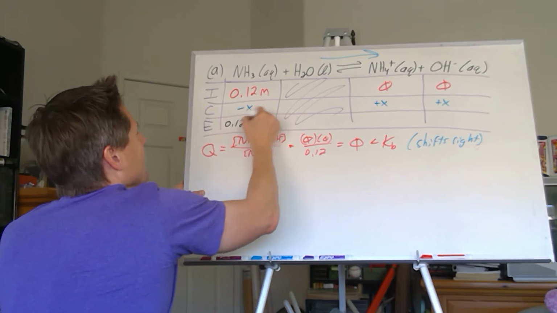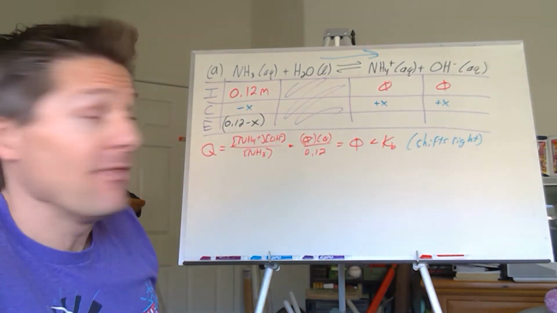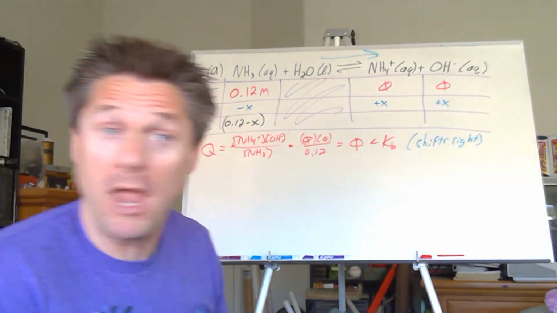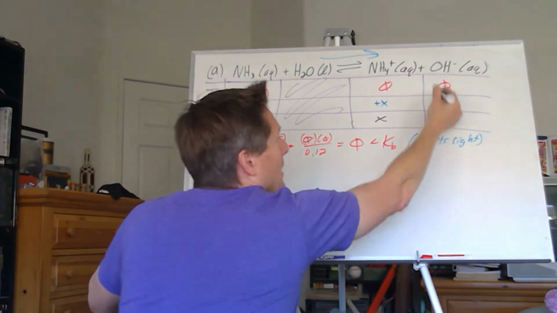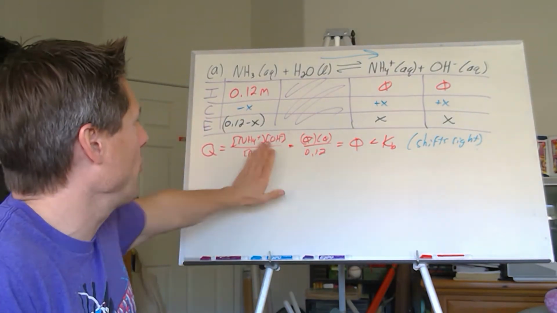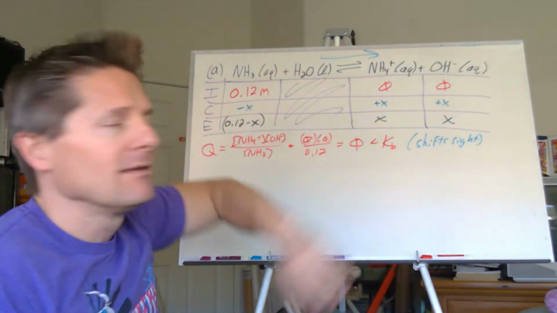At equilibrium now, I will get 0.12 minus X for the ammonia, right? What it started with, minus how much I lost. And then the percent ionization will just be X divided by 0.12 times 100. Okay? I'm going to get 0 plus X, or just X, of the ammonium ion, and 0 plus X, or just X, of the hydroxide ion. So again, step 1, do your Q versus K to find out if it's shifting left or right. Step 2, set up your ICE table.